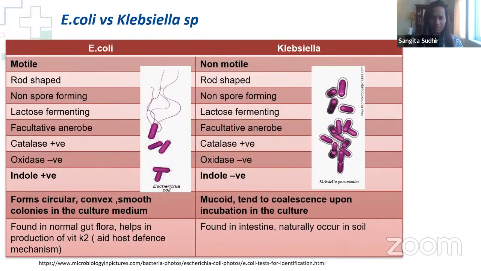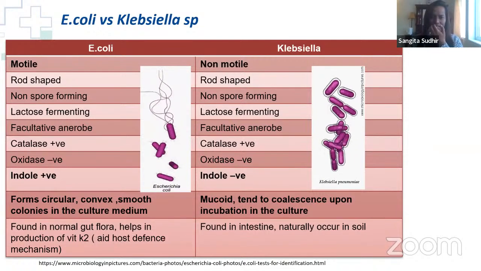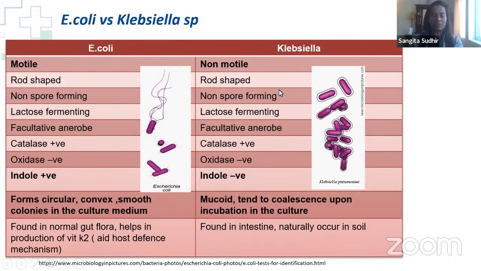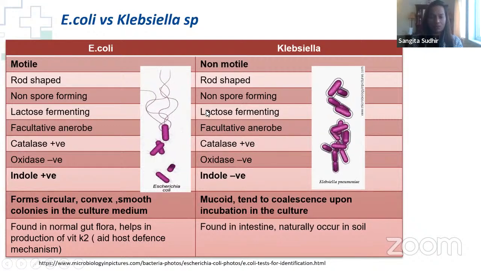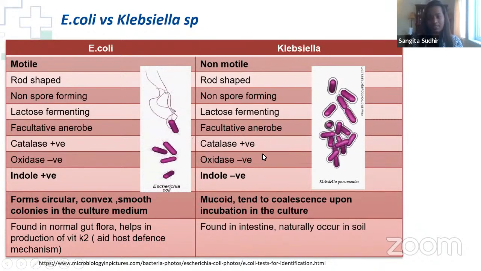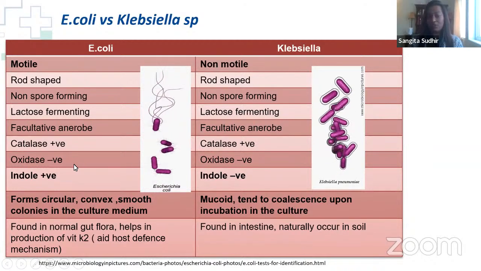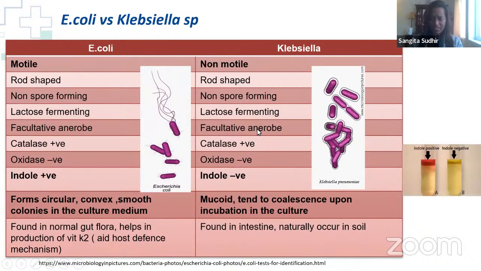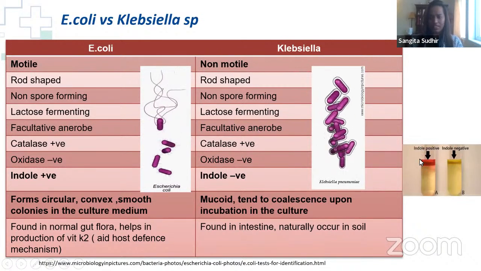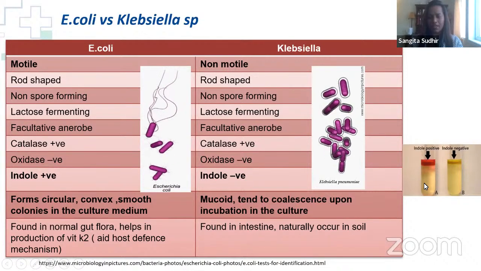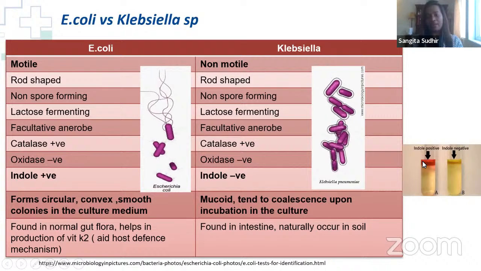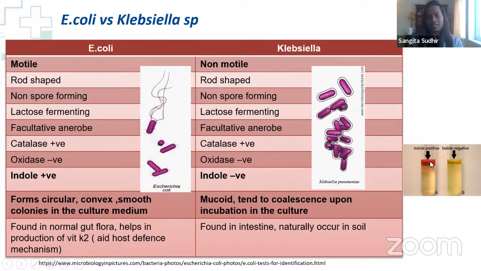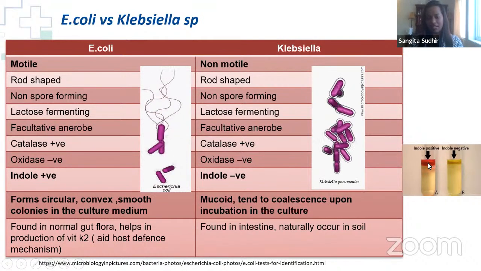And these are some characteristic differentiations between E. coli and Klebsiella. Both of them are rod-shaped and non-spore forming. They both are lactose fermenters, facultative anaerobes, catalase positive, and oxidase negative. Another feature is that E. coli is indole positive, whereas Klebsiella is indole negative. It means that E. coli has the ability to degrade tryptophan, and this will turn red in color in the outer layer.